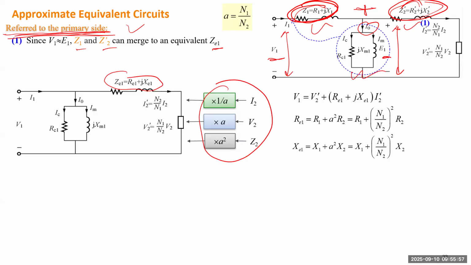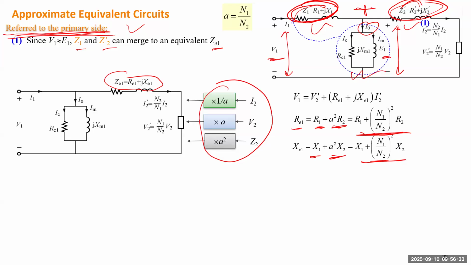Okay. Based on this circuit, we can have those three equations. The first equation is just based on the Kirchhoff voltage law. The second equation just calculates total resistance. So R1 is from the primary side, doesn't need transformation. R2 is from the secondary side. It needs to be transformed. We need to multiply this one by A squared, and this one will be the total resistance. Similarly, for reactance, they have one component from the primary, the second from the secondary. So this will be the total reactance.